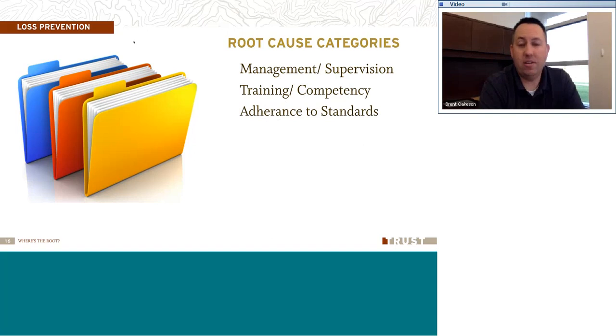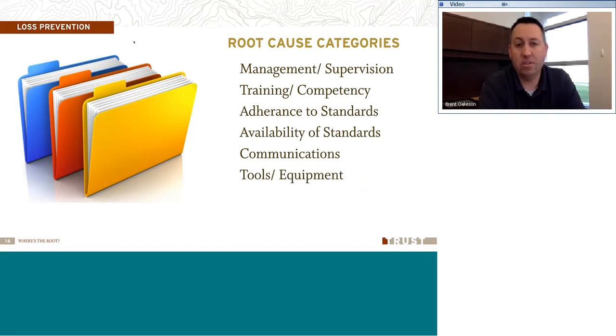It could be adherence to standards. Maybe there's no standard policy or procedure in place to follow. Maybe the employees don't know, or maybe it hasn't been put into place. Maybe they're not available. Communication breakdowns can also lead to accidents. Tools and equipment, not having the right tools or enough equipment or the right kind can lead to accidents. And so we can categorize those things and see, what is the root cause? What is our deficiency here in our organization that's causing these accidents to happen? We can look at that.